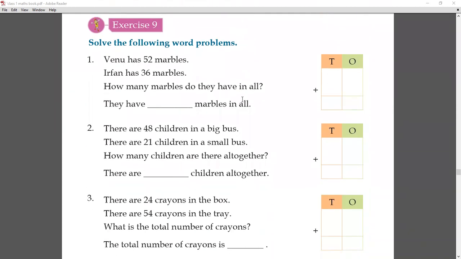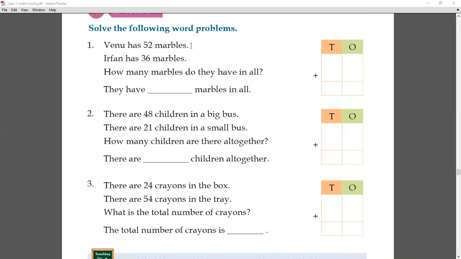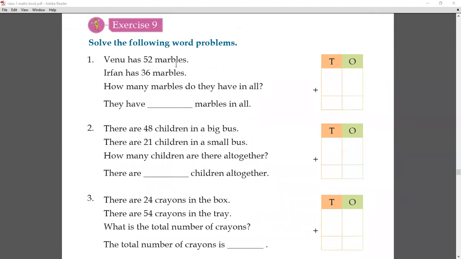Okay, now do exercise number 9. Look at this. Solve the following word problems. Vinu has 52 marbles.